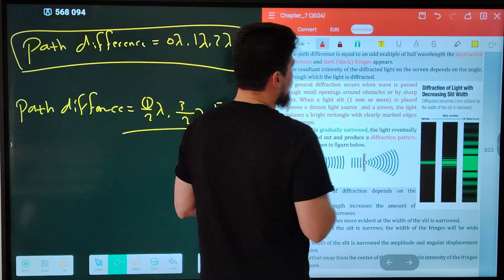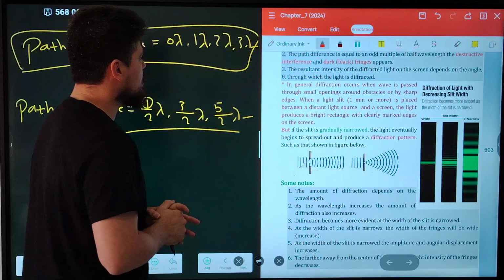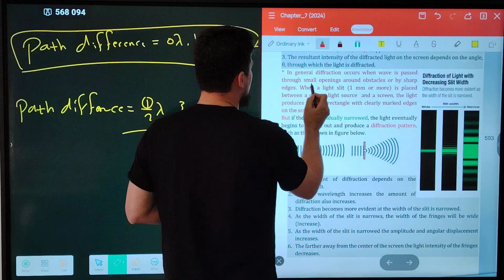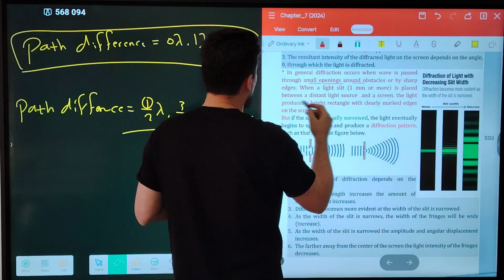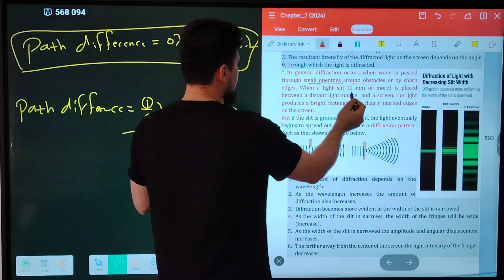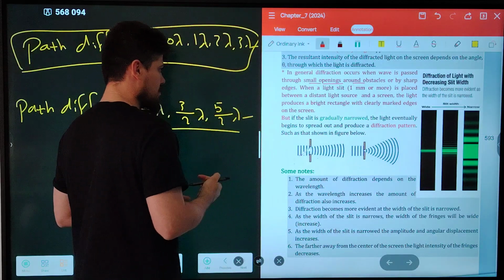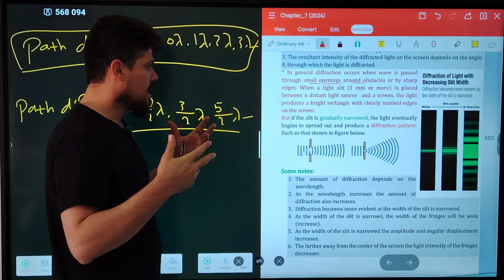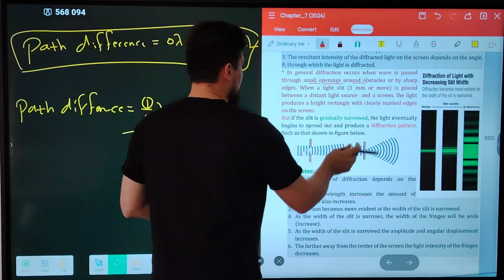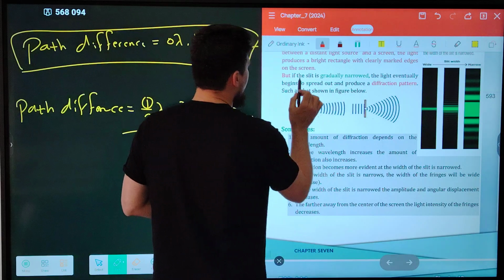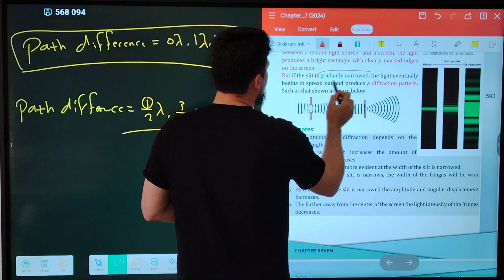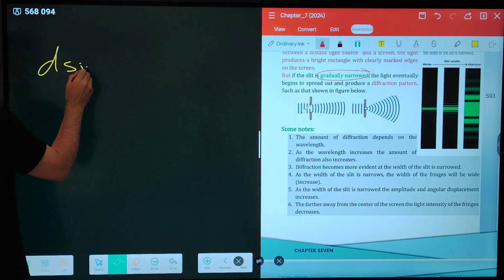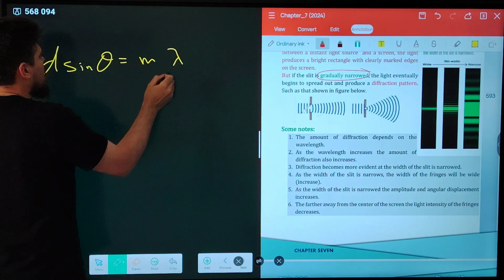The resultant intensity of the diffraction light on the screen depends on the angle through which the light is diffracted. In general, diffraction occurs when the wave is passed through small openings, around an obstacle, or a sharp edge. When a slit of 1 millimeter or more is placed between the distant light source and the screen, the light produces a bright rectangle with clearly marked edges on the screen. So if the slit is gradually narrowed, based on this equation, if you remember, we studied in section 1, m lambda.